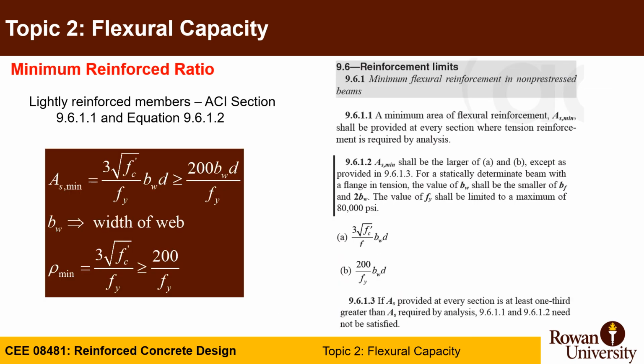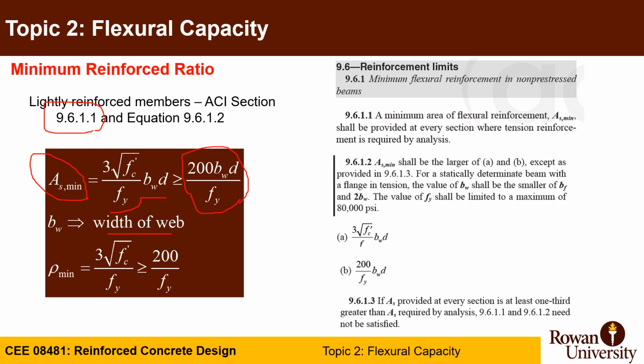You now can conclude that if you calculate As at balance or rho balance, if you increase the steel, it's not in your favor because steel will not yield, concrete will crush first. You need to reduce that rho value and As to be less than rho balance or As balance. Can I actually reduce it a lot? No, the code, actually in section 9.6.1.2, will give you a limitation of As minimum, so you cannot make As less than 3 square root of f'c divided by fy times bw d, or 200 bw d divided by fy.